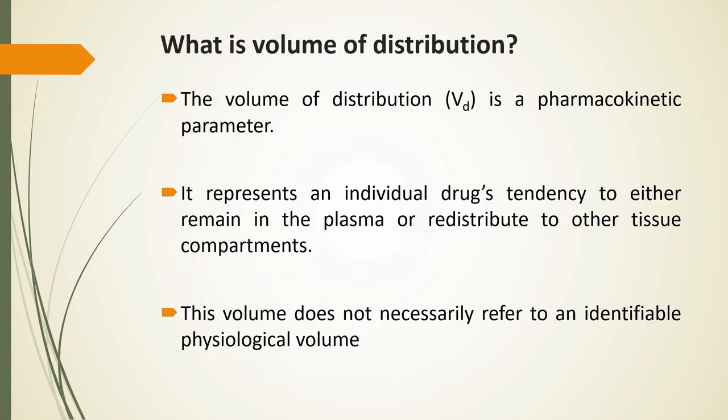The first thing that we have to understand is what do you mean by volume of distribution. Now the volume of distribution is a pharmacokinetic parameter, and it actually represents an individual drug's tendency to either remain within the plasma or redistribute itself to some other tissue compartment. Now this volume that we are talking about does not necessarily refer to an identifiable physiological volume.